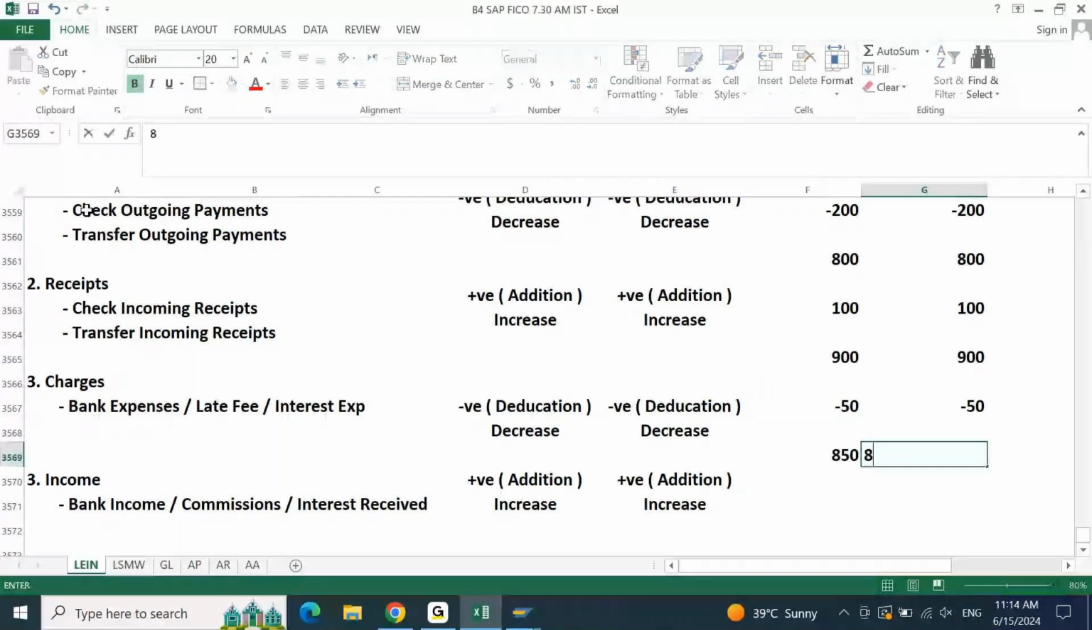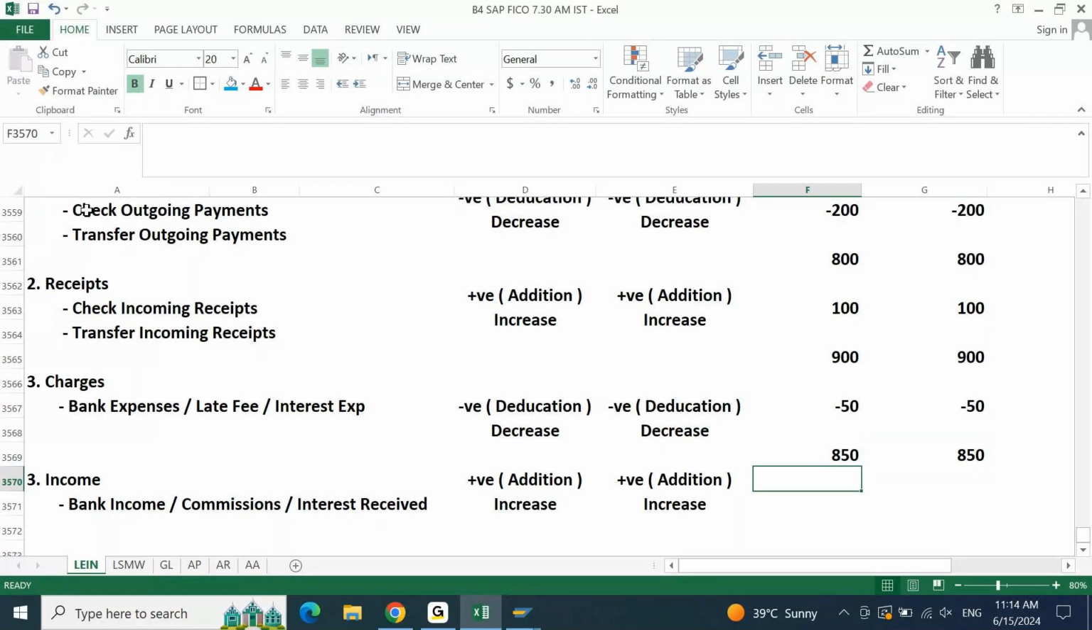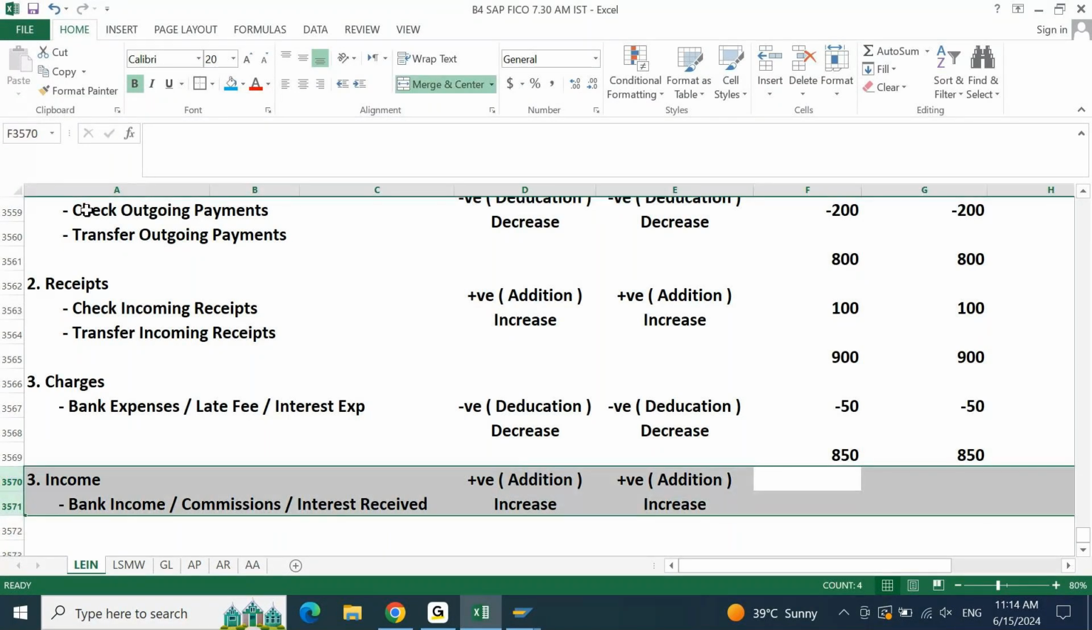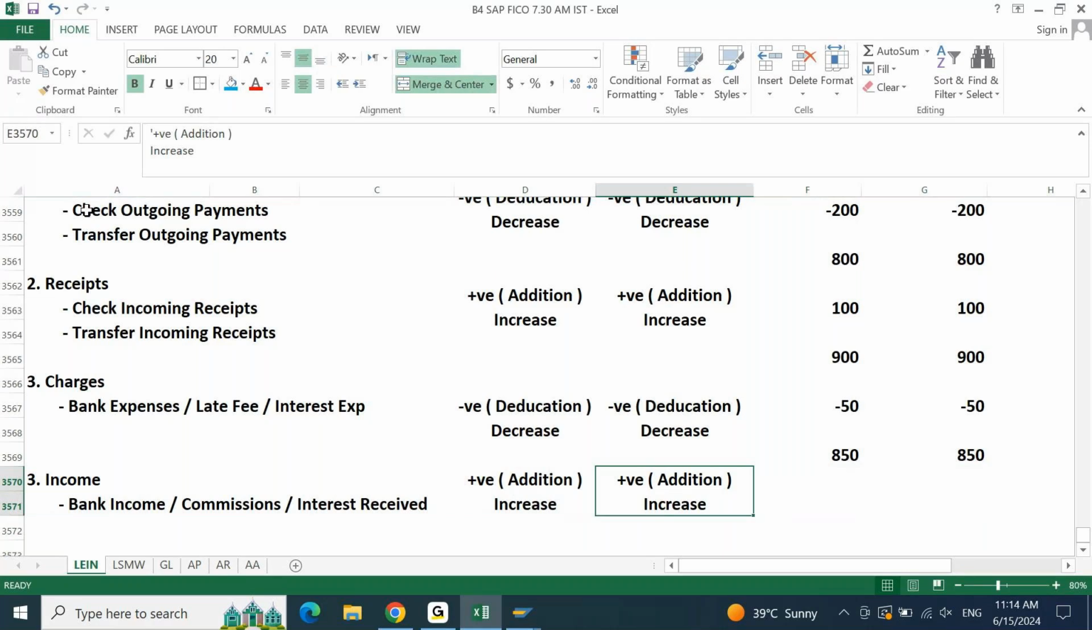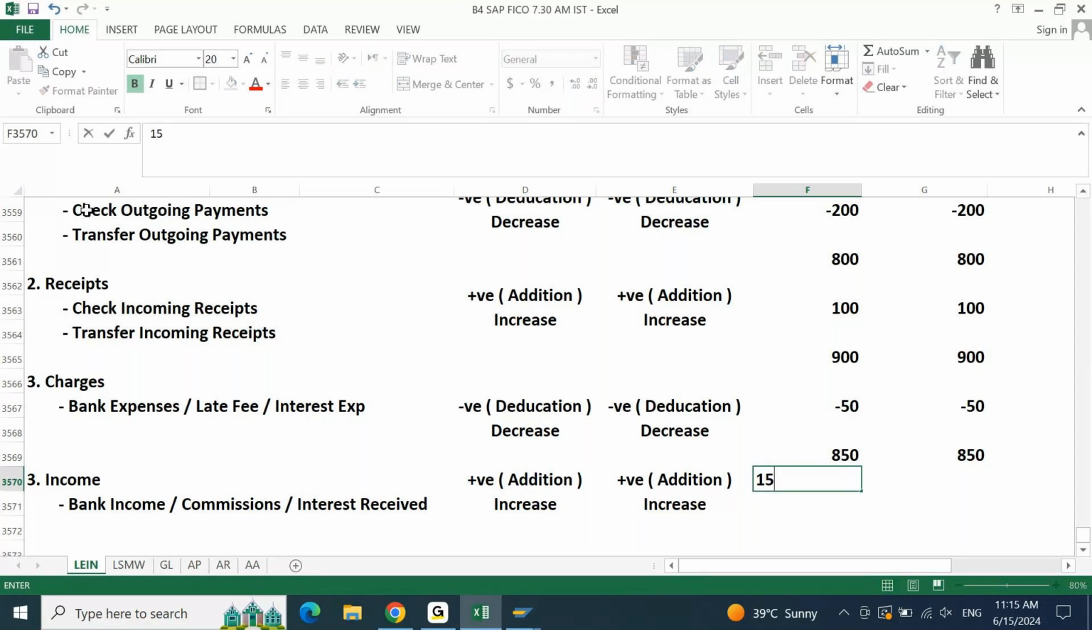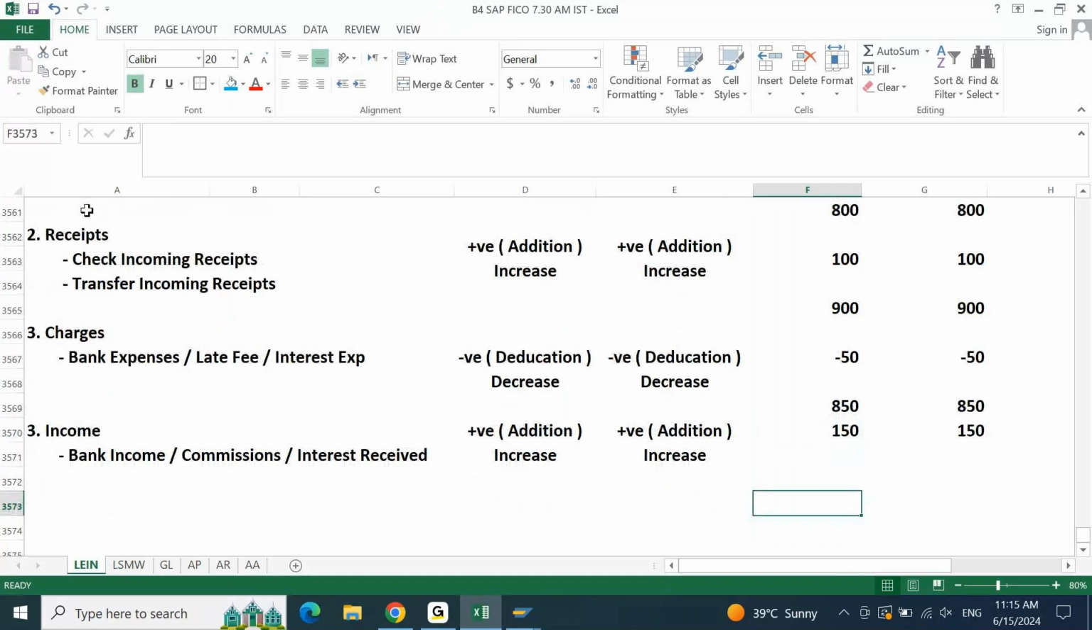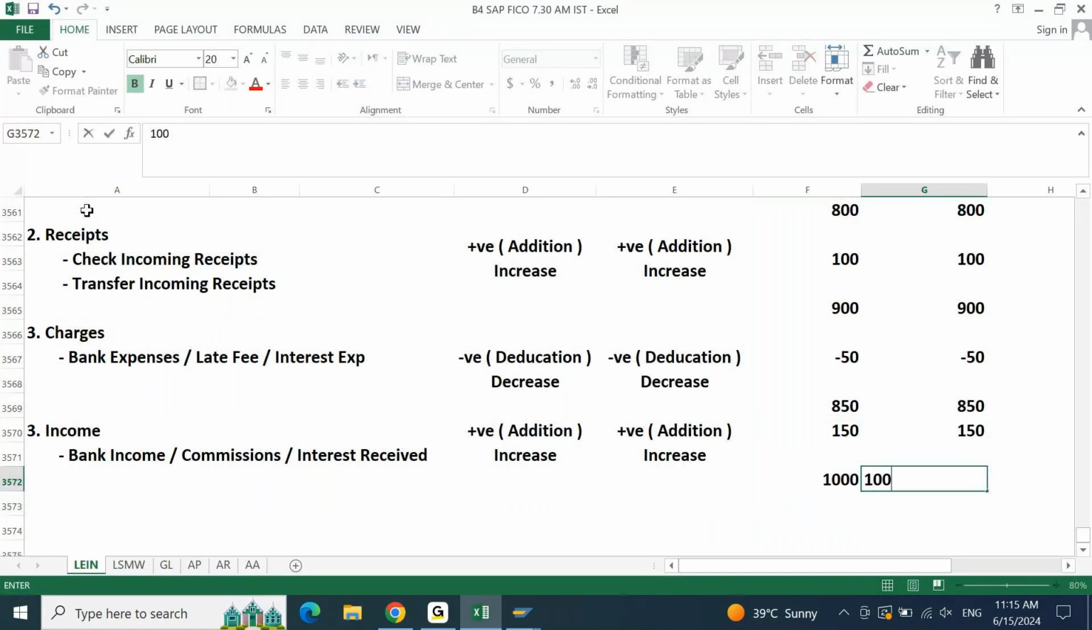And when you're talking about any income, you received some amount from the bank. Whenever you receive some amount from the bank, you need to understand how I'm going to treat this bank income. Bank income, you're going to add it. For example, if I add bank income as 150, here also I'll add bank income as 150. Overall, 850 plus 150, again I'm coming at 1000.